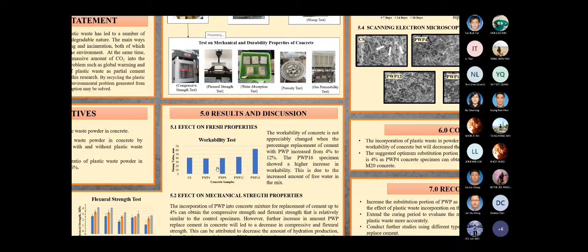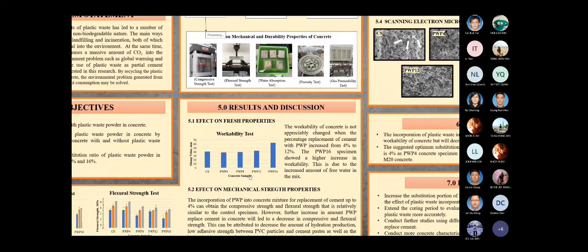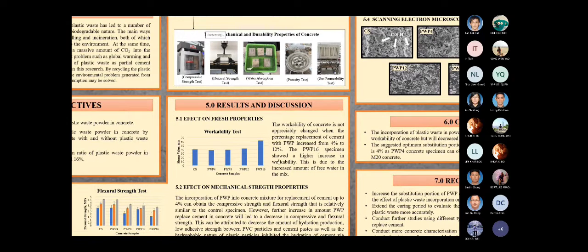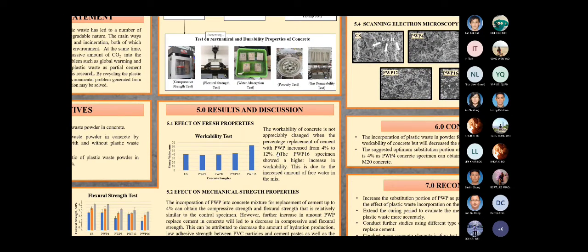The results of this research will show the effect of PVC powder on the workability, mechanical strength properties, and the durability of concrete. For information, in the graph, CS stands for the control specimen, which does not contain any plastic waste powder. PWP4 is the concrete specimen with 4% of cement being replaced by the PVC waste powder, and then 8%, 12%, and 16%.